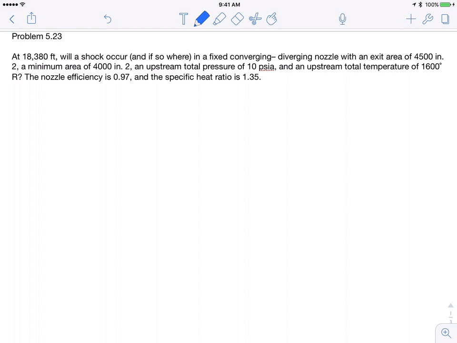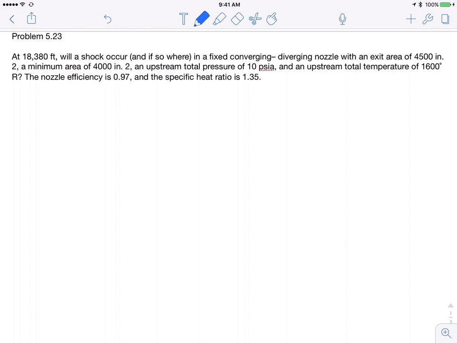And we know that it has an exit area of 4,500 square inches, a minimum area of 4,000 square inches, an upstream total pressure coming into our nozzle of 10 psia, and an upstream total temperature of 1600 degrees Rankine. And we're told that the nozzle efficiency is 0.97 and to use a specific heat ratio of 1.35.